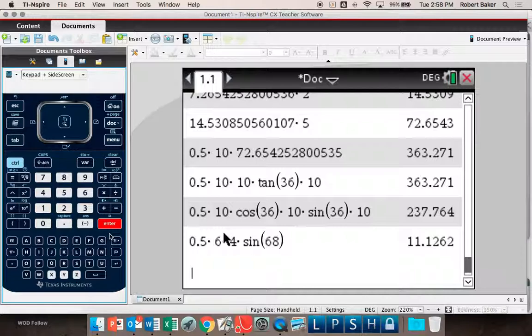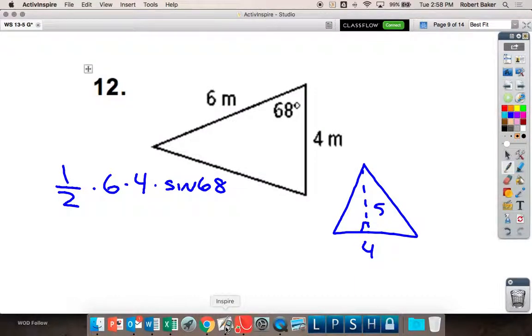Now, do you see visually what's going on? 1/2 times 6 times 4 times the sine of the angle between them. Can you wrap your head around that? Yes. If you don't remember this, it's a burden and it's not a gift. The intention is that this is a gift. Let's try another one. Write it down, please.